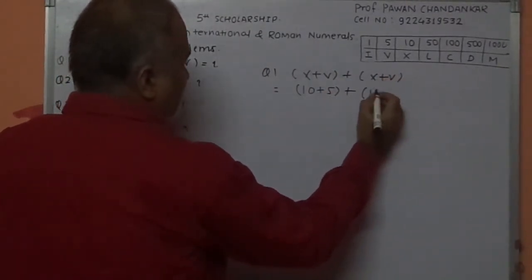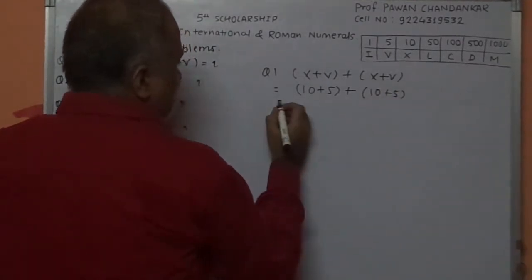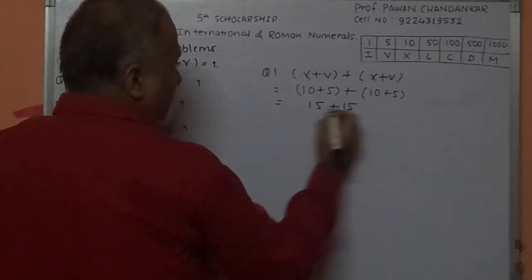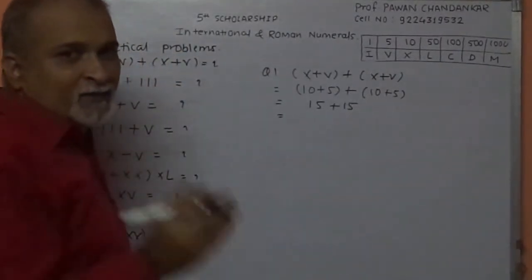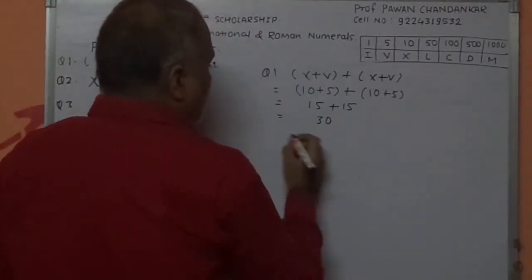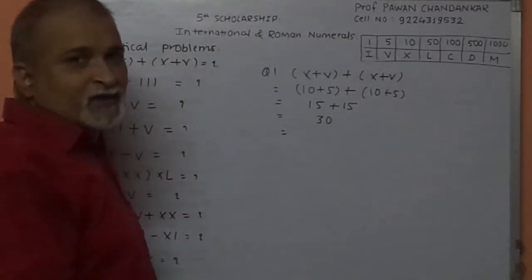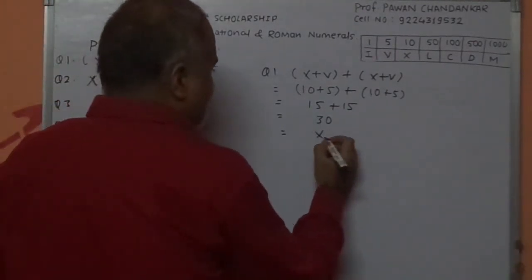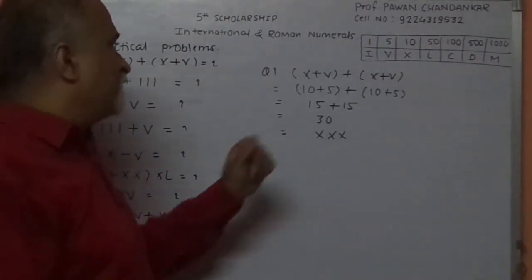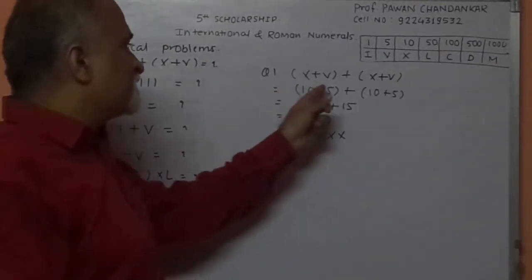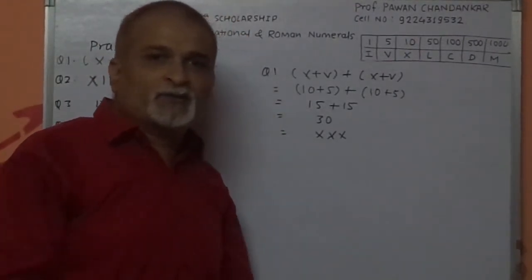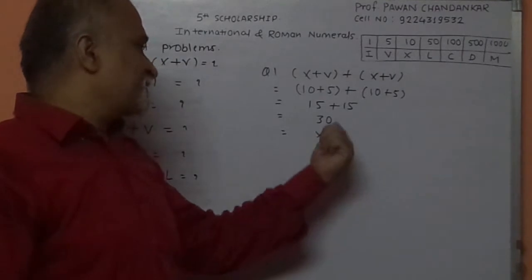Again X plus V is there. It means 10 plus 5. Right, students? 10 plus 5 means what? It is 15. 15 plus, again 10 plus 5 is 15. So 15 plus 15, come on, tell me, students. What is the answer? Yes, it is 30. So how is 30 represented in Roman numerals? We have to write X 3 times. That is X, X, X. Yes or no, students? So X plus V plus X plus V is nothing but 30. And how is 30 represented in Roman numerals? Yes, it is XXX.